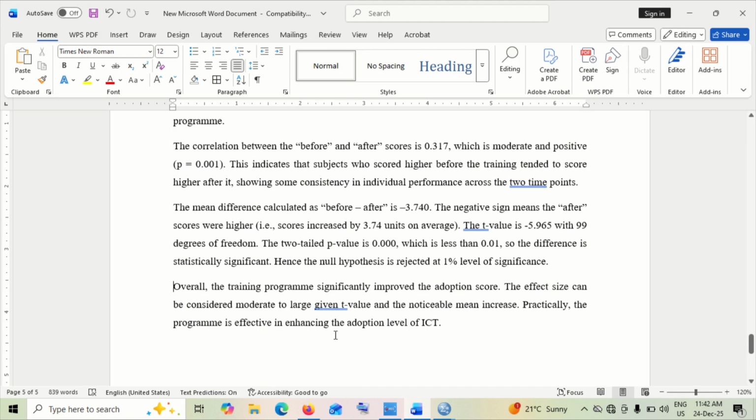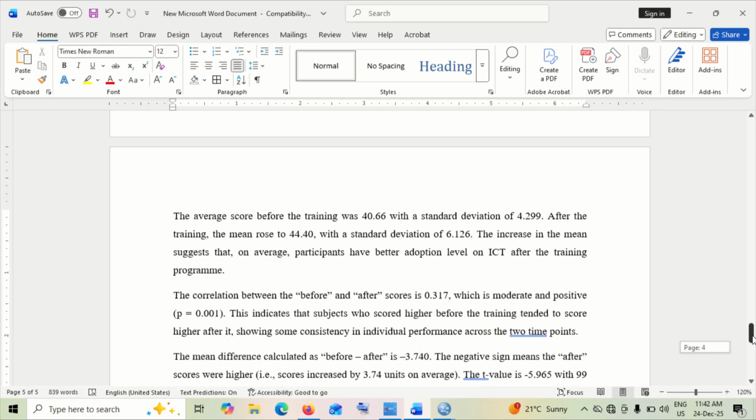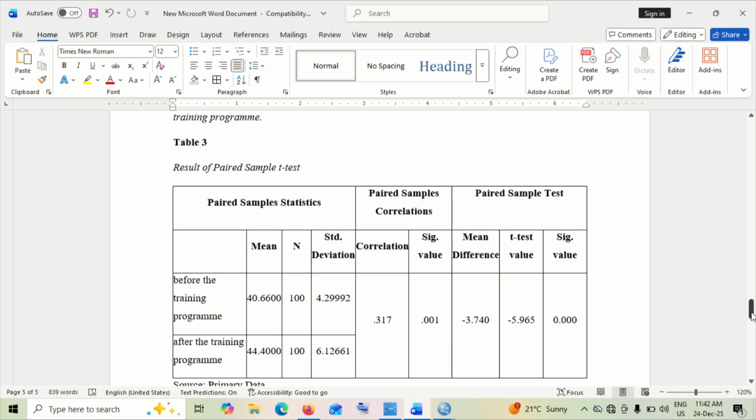This is the style of interpretation we have to give after the paired sample t-test result and its table creation in our research and project work. And we have combined the three tables into one, and let us look at the interpretation after testing your result.